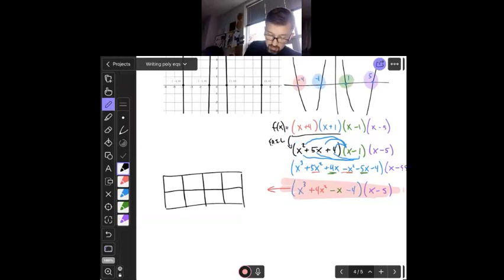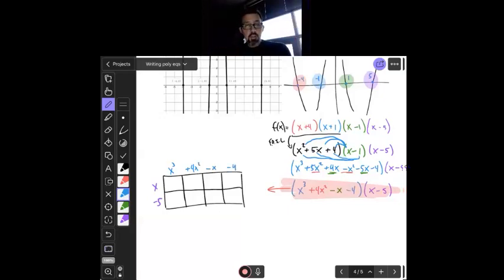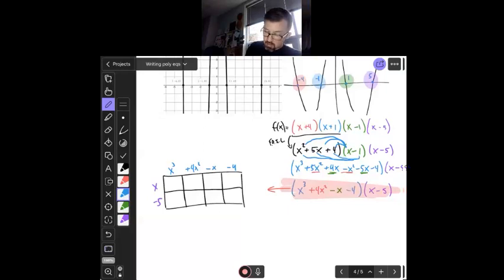Okay, that x minus 5 is going to go on the side. Make sure you put your sign there, x minus 5, and then the x cubed plus 4x squared minus x minus 4 is going to go on the top. Okay, this is just a different way of doing the distribution. It's more organized. Some of you guys might be happier with a more organized approach to this. I could have done this same thing here. I would have just drawn a 2x3 box.